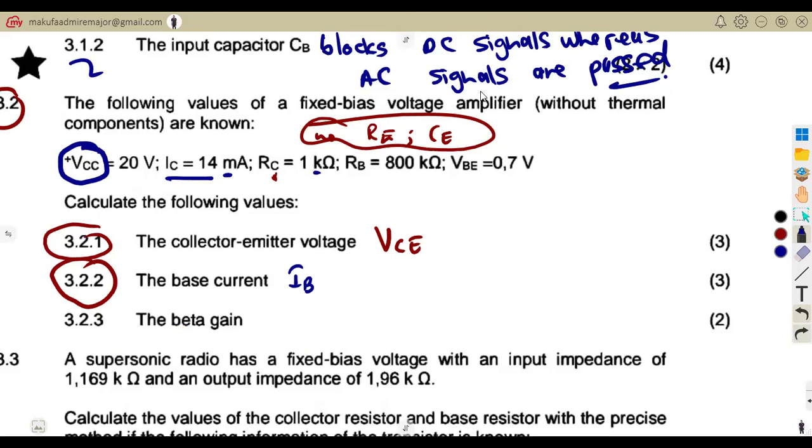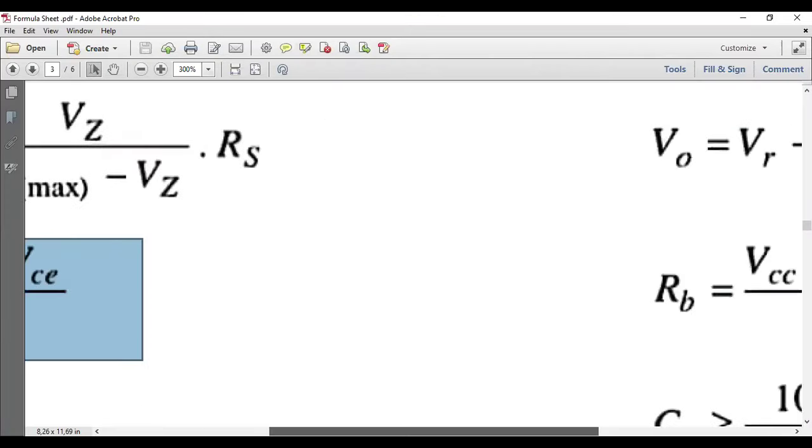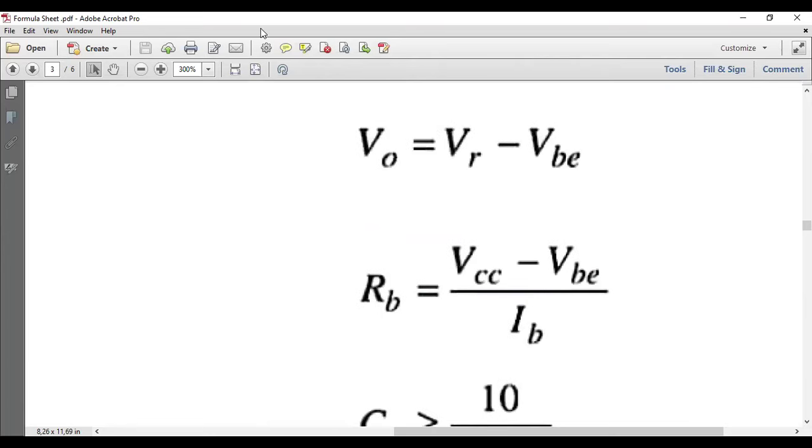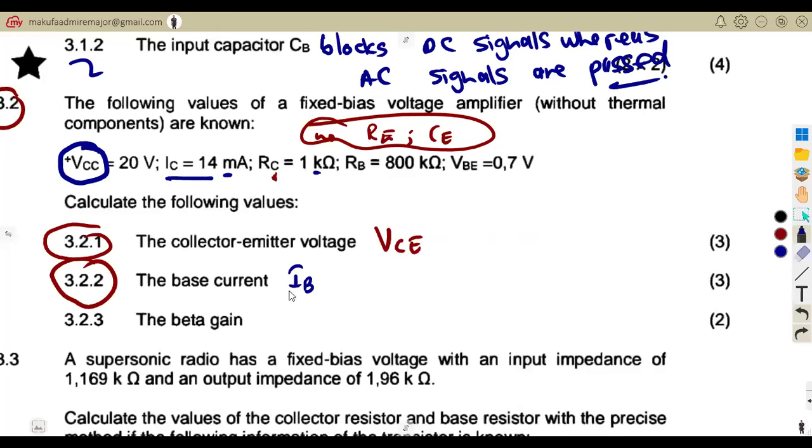Let's find a formula that is capable of determining this, IB. Remember from RB here, from this one, we can use it because we have RB, VCC, and VBE is given, and what we need is IB. So we can take that formula, substitute our values, and determine the value of IB in that case.